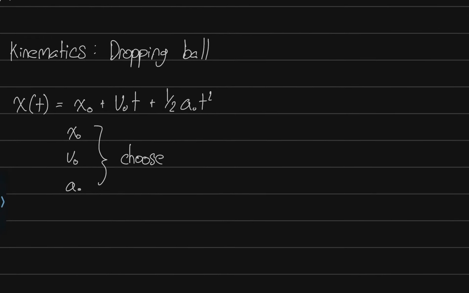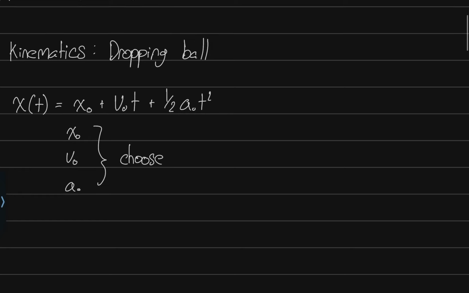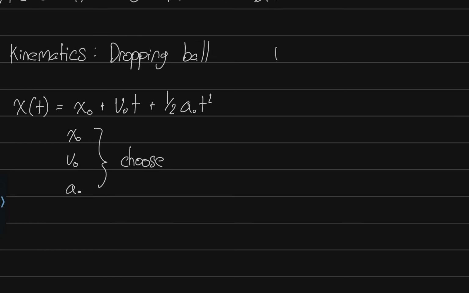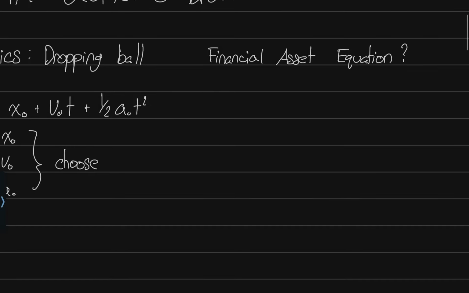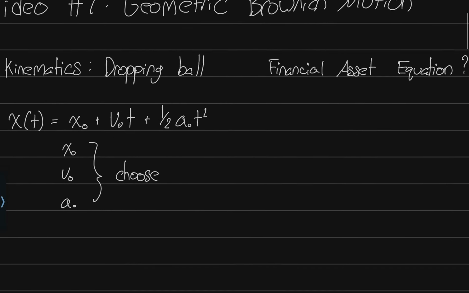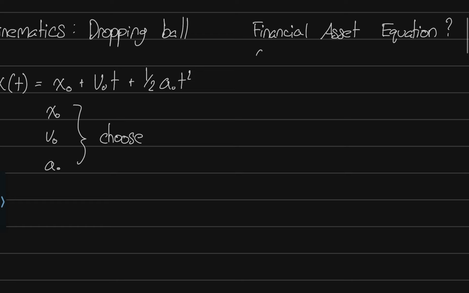And in the first video, I was talking about a financial asset equation, and whether we can do it, and how we do it. After a few videos, it's evident that we can use geometric Brownian motion.